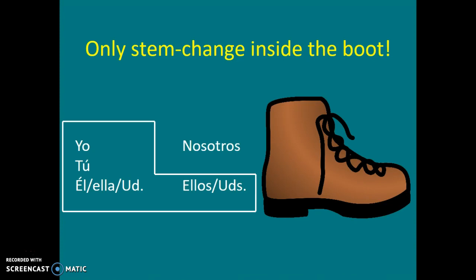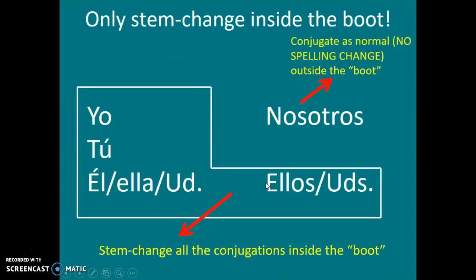But the only conjugations of a stem change verb that are going to change in regards to the stem are the ones inside a boot. So draw yourself a little boot, and you're only going to change the yo form, tú form, él, ella, usted form, and ellos, ustedes form. Nosotros, not going to change it. It didn't make the cut.